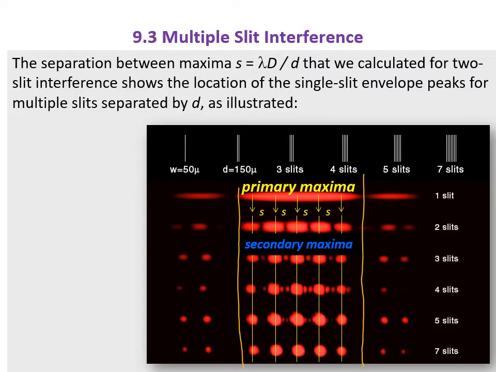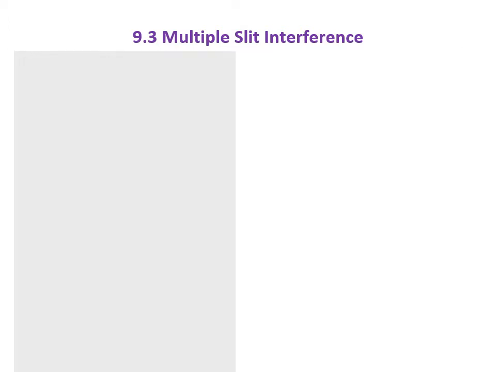And then in between those primary maxima, as you increase the number of slits, you get a bunch of little secondary maxima, these smaller dots. They get harder to see as you increase the number of slits, but they're there.